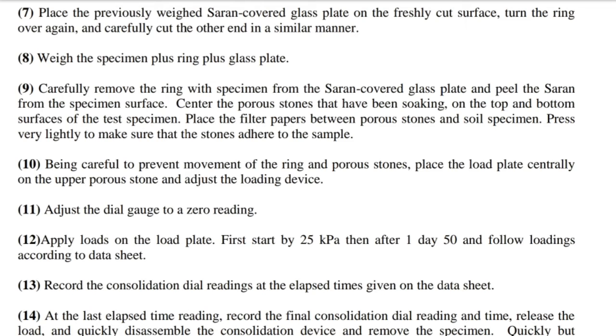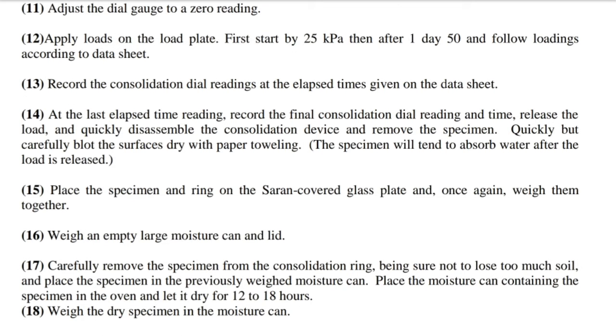11. Adjust the dial gauge to a 0 reading. 12. Apply loads on the load plate. First start with 25 kPa, then after 1 day 50, and follow loadings according to the data sheet. 13. Record the consolidation dial readings at the elapsed times given on the data sheet. 14. At the last elapsed time reading, record the final consolidation dial reading and time.